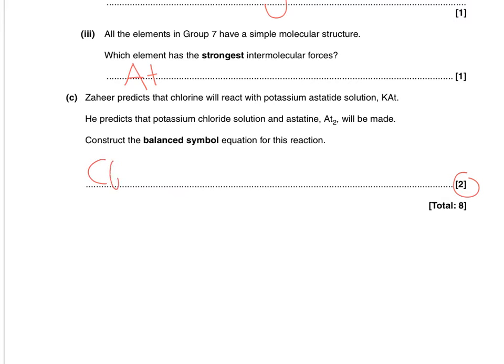So we know that chlorine comes as a pair. It's a diatomic molecule, so it's Cl2. Then we get plus KAt, potassium astatide, turns into potassium chloride and astatine. So obviously this isn't balanced, and the way that we're going to balance is we write down all the elements that we've got in our equation down the bottom, then we count up how many we've got.